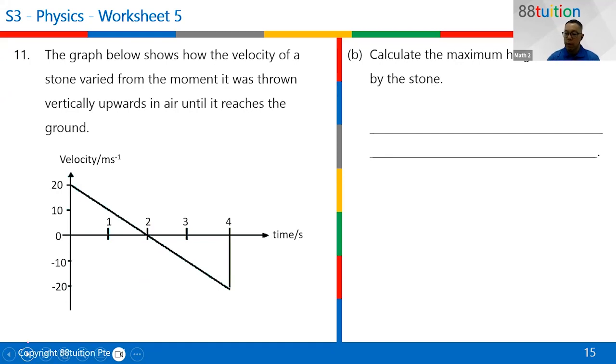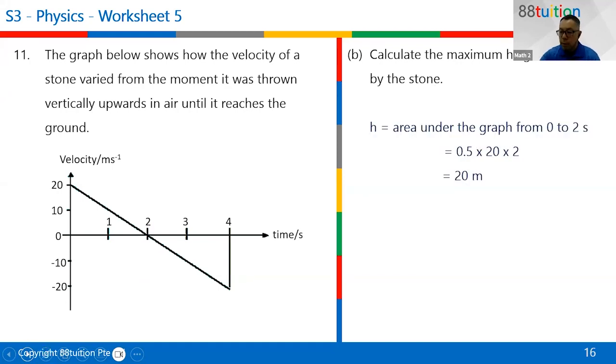Next, calculate the maximum height. At maximum height, v is 0. So at t equals 2 seconds, you have reached maximum height or distance. So you find the area under the graph for this portion. Hence it's half times 20 times 2, 20 meters.